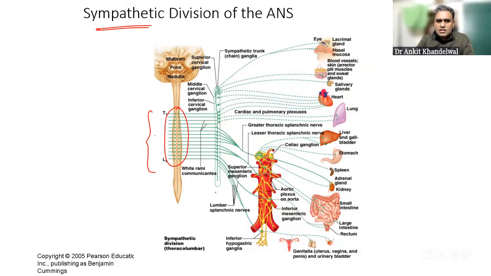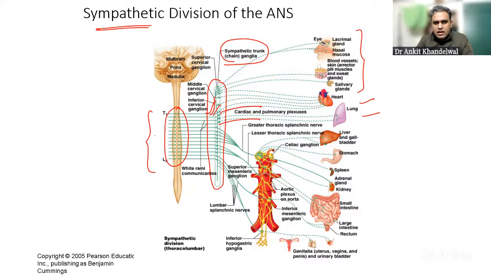But here, this is the chain of the sympathetic ganglia. This is all the sympathetic ganglia. So you can see it will ascend up from T1. It will go and supply the head and neck area. Then it will go straight forward to supply the thoracic viscera, even the upper limbs.